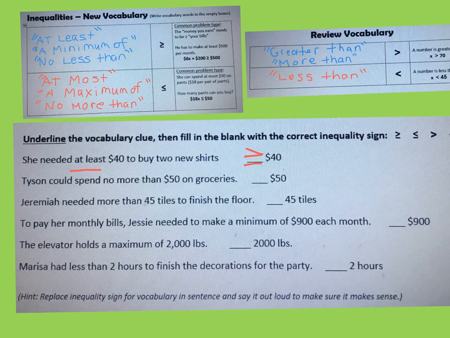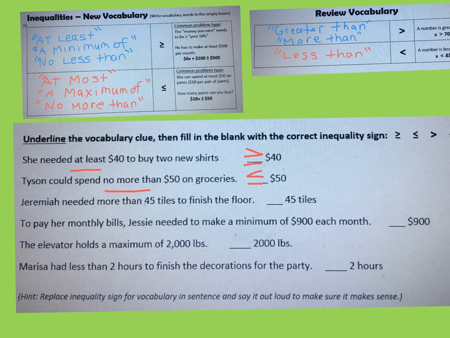All right, next one. Tyler could spend no more than, so I want you to underline the key word too, or the clue words, no more than $50 on groceries. So up here we see no more than means less than or equal to. So I wrote less than or equal to $50.